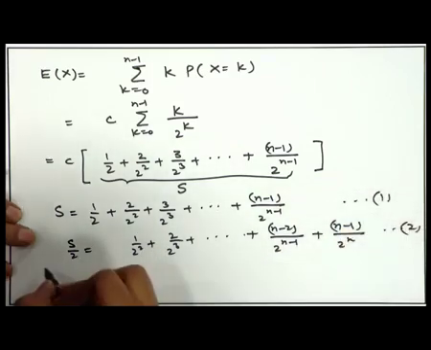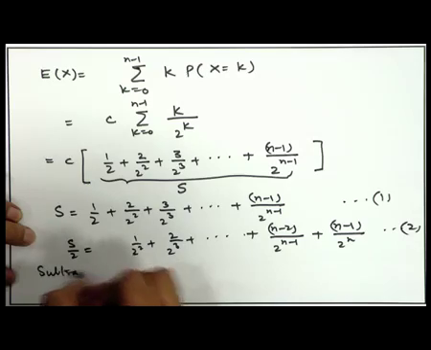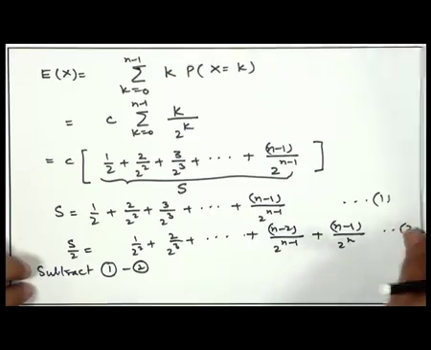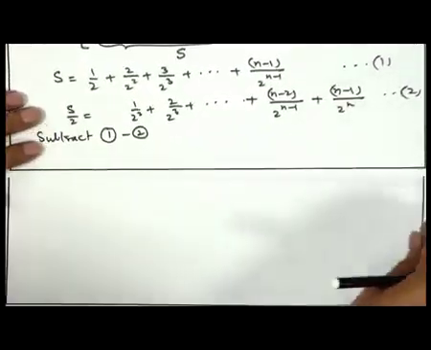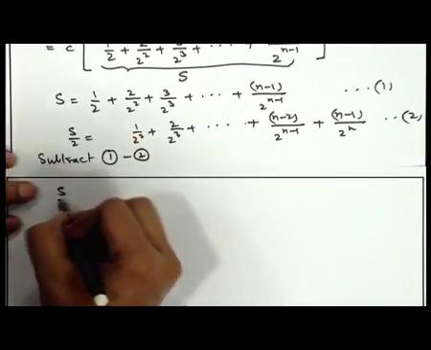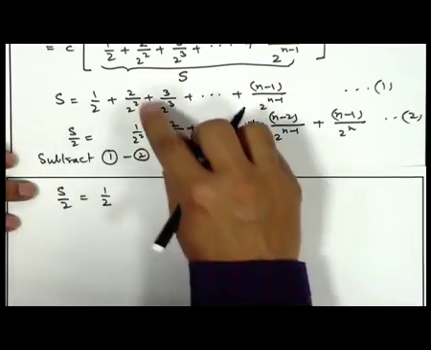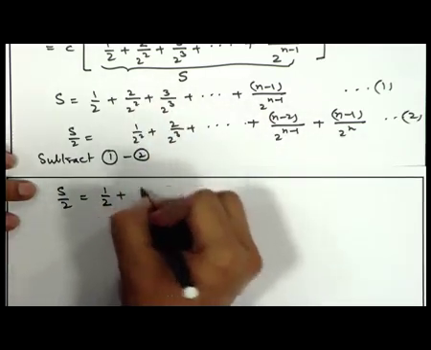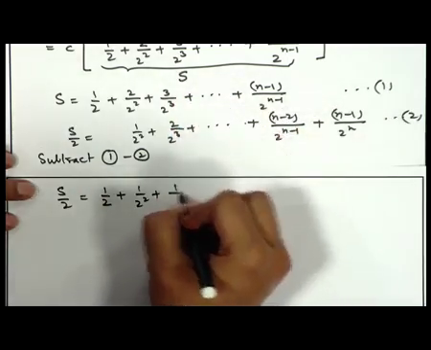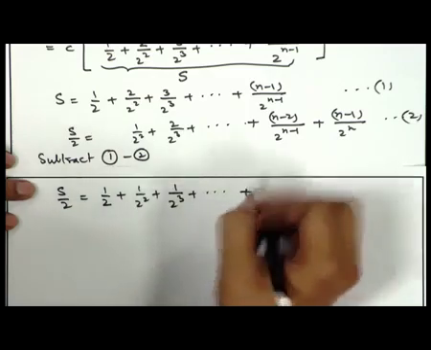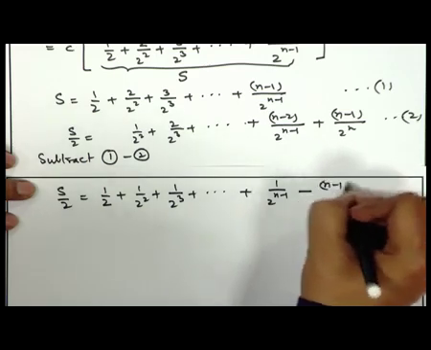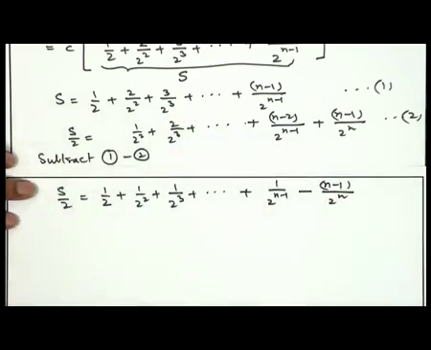that is 1 minus 2 if I do, then I will get S minus S/2, that is S/2, is equal to 1/2, then 2/2² minus 1/2², that becomes 1/2², 3/2³ minus 2/2³, that is becoming 1/2³ and so on, plus 1/2^(n-1) minus (n-1)/2^n.